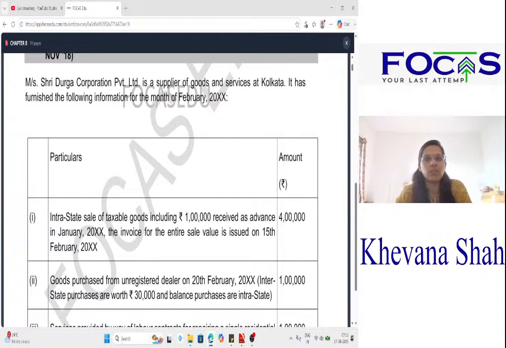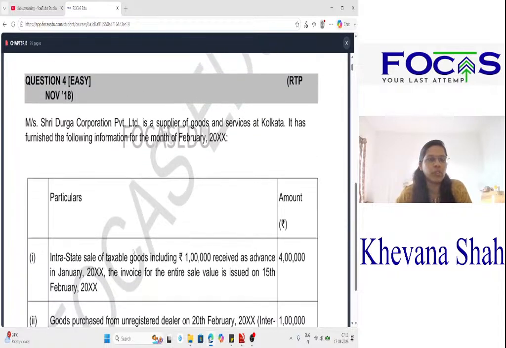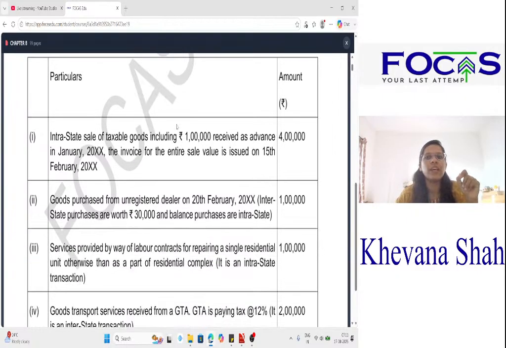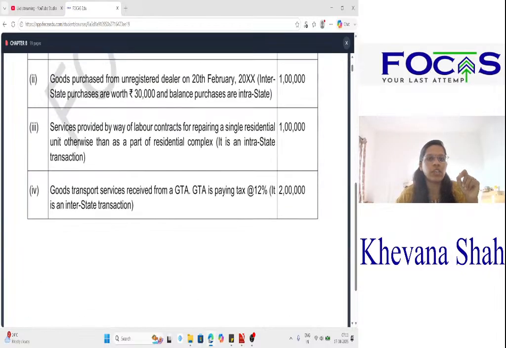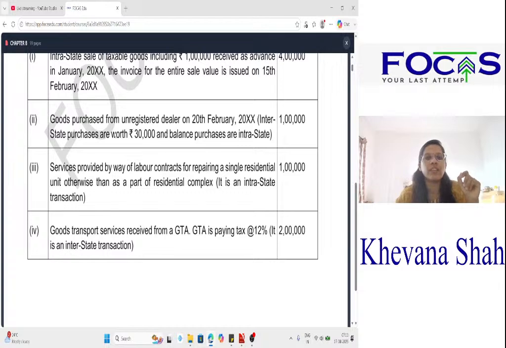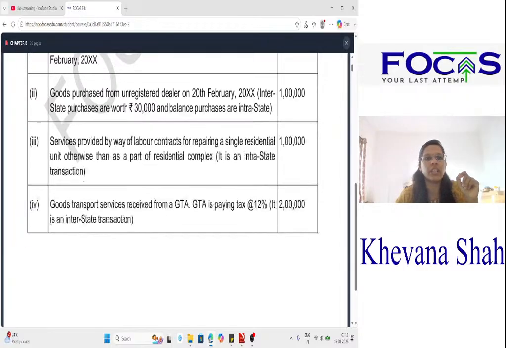Okay, let's come to this question number 4. Messrs. Sri Durga Corporation Private Limited is a supplier of goods and services at Kolkata. It has furnished the following information for the month of February. We are given these transactions. So first one is intrastate sale of taxable goods including 1 lakh received as advance in January. The invoice for the entire sale value is issued on 15th of February, which is 4 lakh rupees. Then goods purchased from unregistered dealer on 20th February. Interstate purchases are worth 30,000 and balances are intrastate 1 lakh.